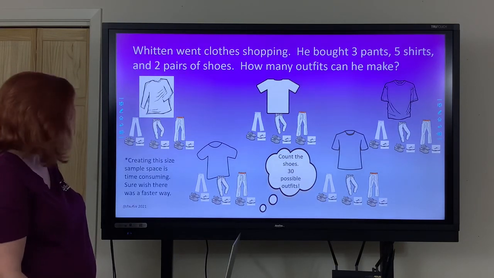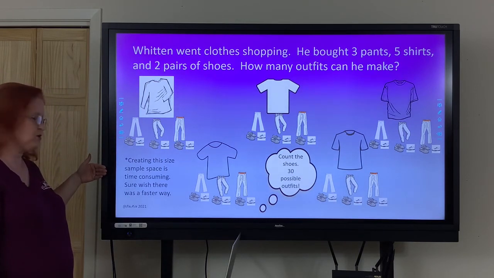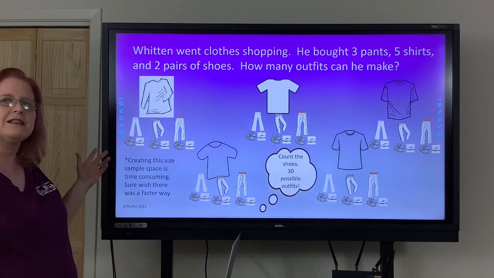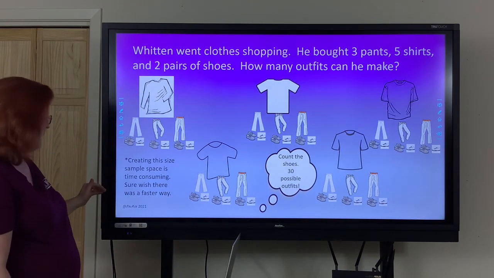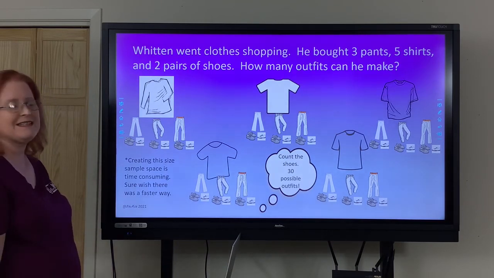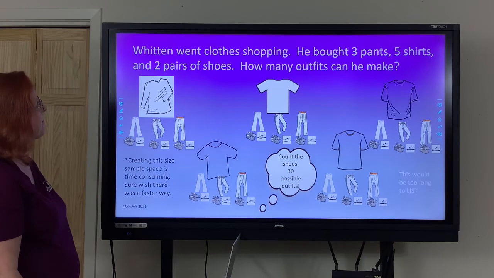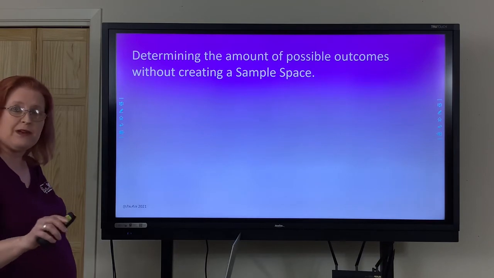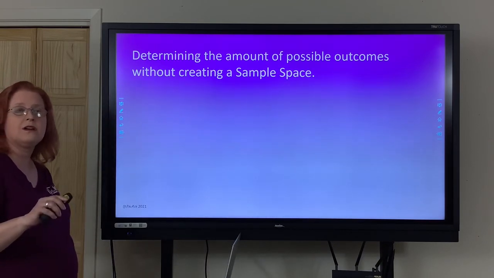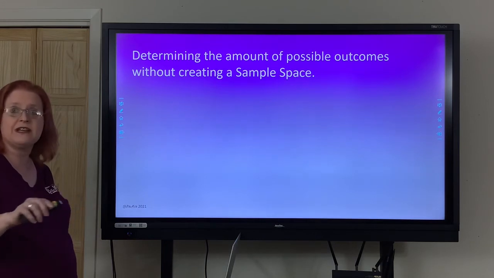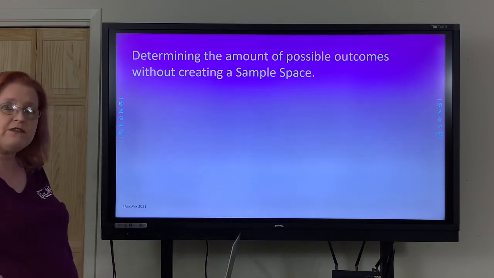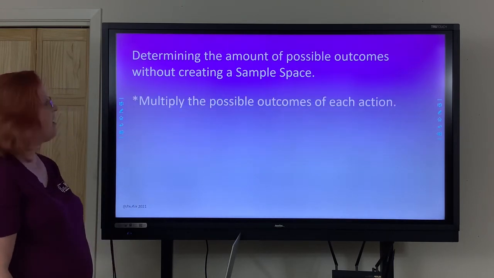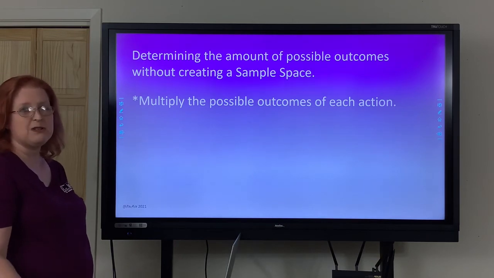All right. Now, creating this size of a sample space took a little time. I had to set those up. It didn't seem like it with me clicking through them already done, but it does take time. So is there a faster way? There is. Let me show you that faster way. If you don't need to know exactly what is happening with each individual thing in your sample space, and you just need the number of how many things could possibly happen, this is what you do. You multiply the possible outcomes of each action. Let me show you how that works.